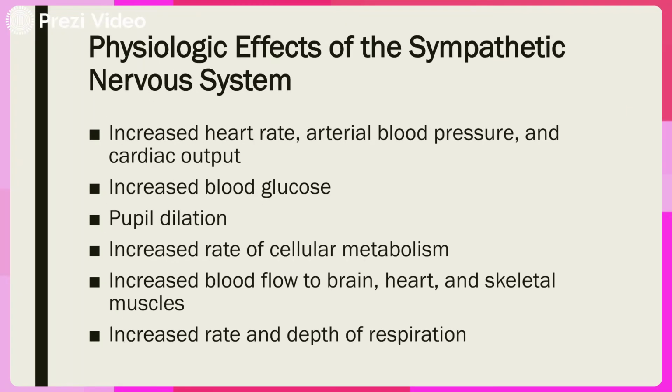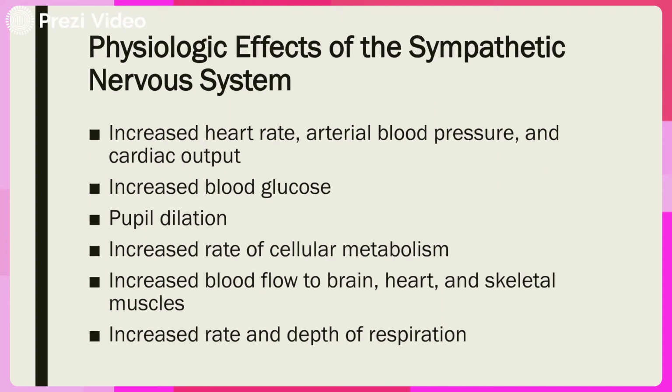When we activate the different receptors in our system, we can create physiological reactions such as an increase in the heart rate, in the blood pressure, or in the cardiac output. The patient's blood glucose increases, the pupils dilate, the patient's metabolic rate decreases, the blood flow to the brain, the heart, and the skeletal muscle increases, and the rate and depth of respiration increase.